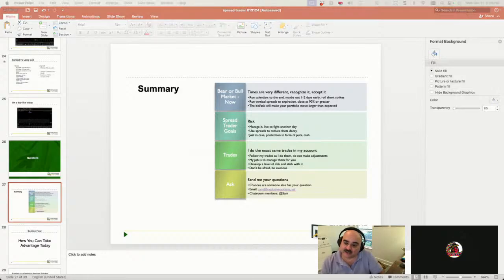I did this about a year ago, and I said clearly we were in a bear market, and this time I put bear or bull. I think we could debate forever what type of market we're in, but I think the key here is that times are different. You need to recognize it. You need to accept it. I've got a couple of rules that I've been following right now, and that's pretty much to run my calendars to the end.